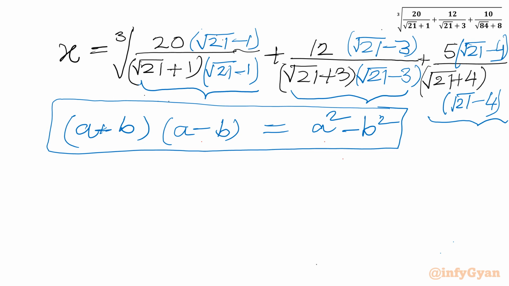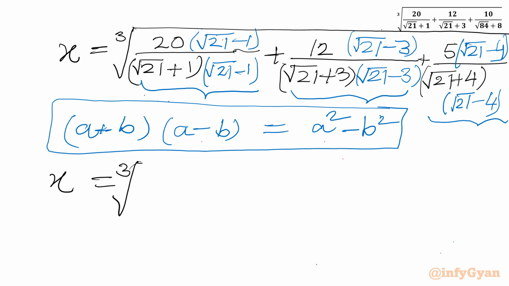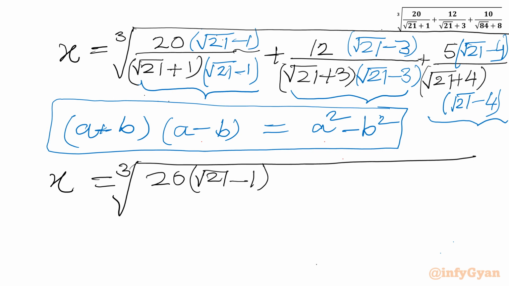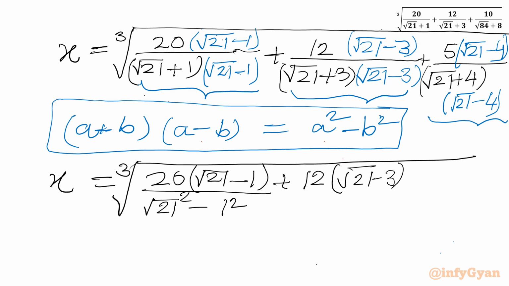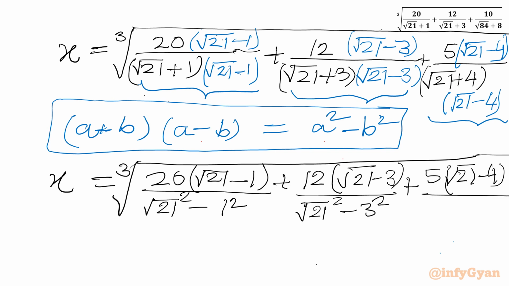So I can write x equal to the cube root of 20 times root 21 minus 1 over root 21 square minus 1 square, plus 12 times root 21 minus 3 over root 21 square minus 3 square, plus 5 times root 21 minus 4 over root 21 square minus 4 square.